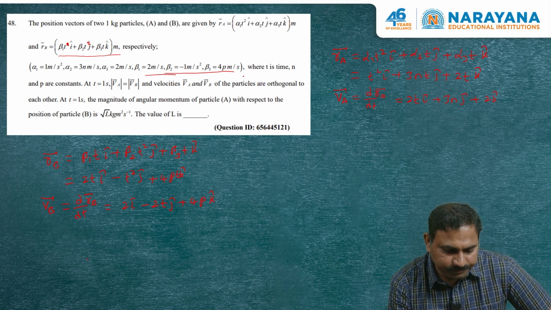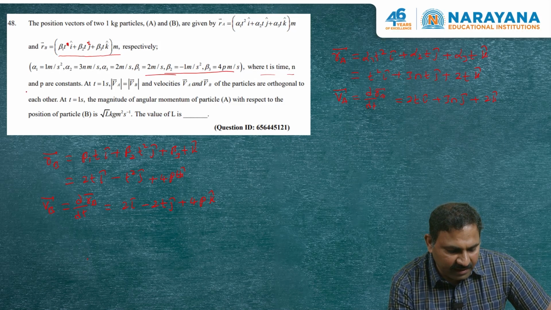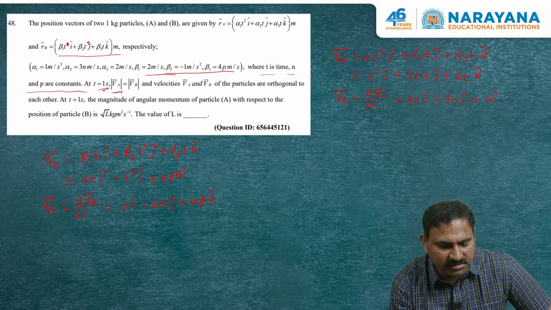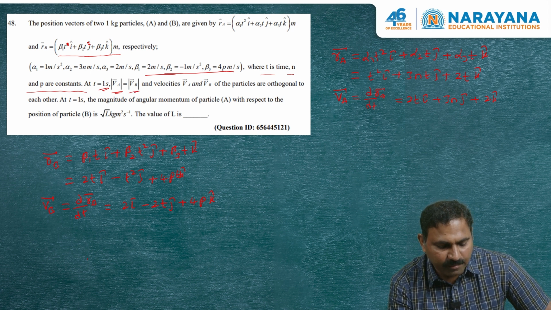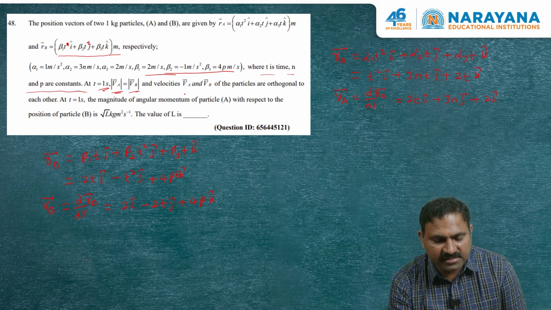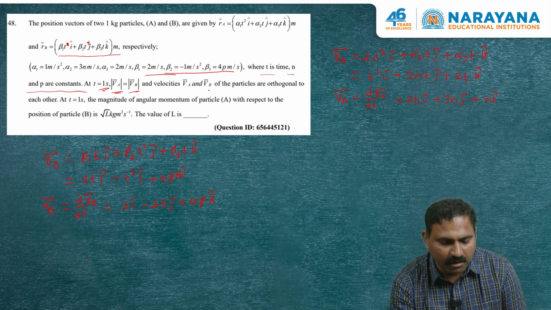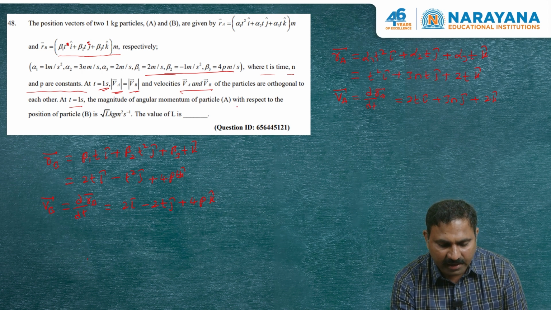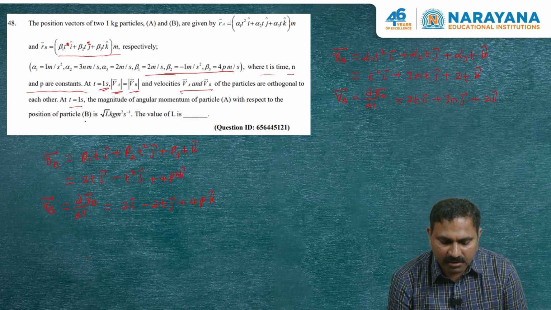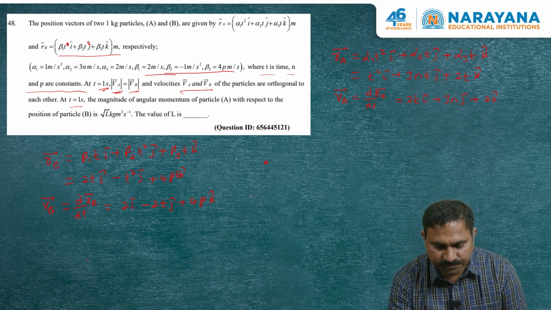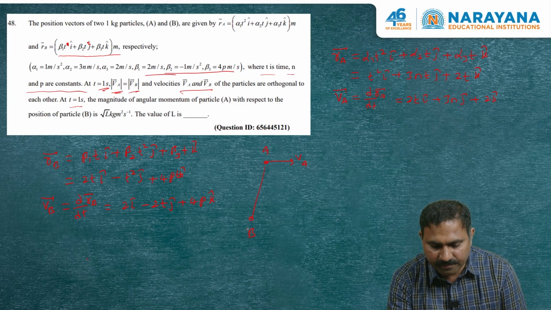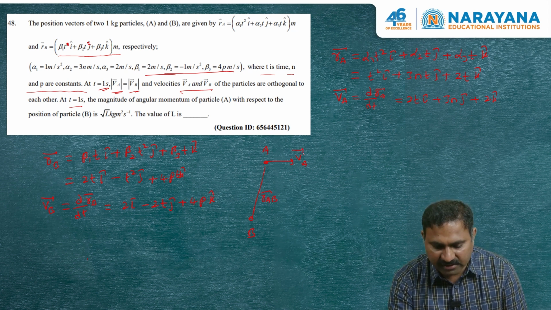Now he is asking, where t is in time and n and p are constants, at t equal to 1 second modulus of Va equal to modulus of Vb, means magnitudes of velocities are equal, and velocities Va and Vb of the particles are orthogonal to each other, means Va dot Vb will be 0. At t equal to 1 second, magnitude of angular momentum of particle A with respect to position of B. Suppose if I assume this is particle A moving with velocity Va, this is position of B, position of A as seen from B to be calculated, velocity vector Va.